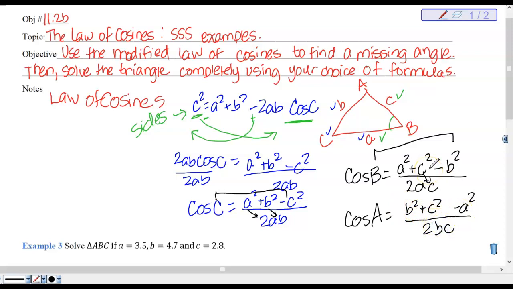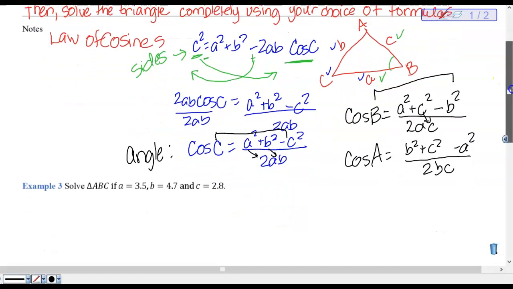Okay, so those are the formulas, and this is if you're solving for an angle. This is just an easier form than plugging in all the values for a and b and c, and then simplifying all that and then isolating cosine c. It's just easier to modify the formula.